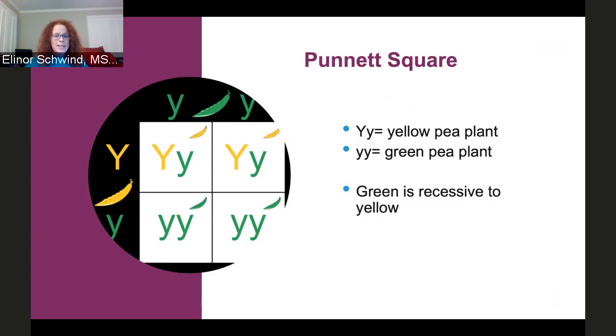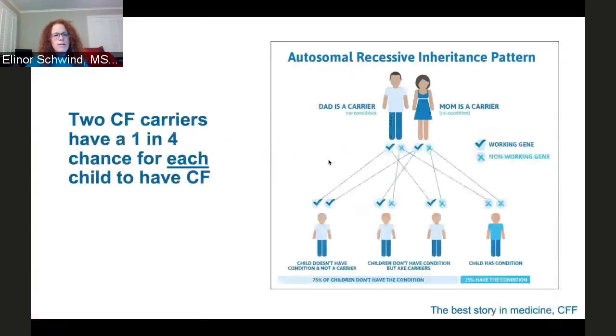And if you learned about recessive inheritance in high school biology, you probably had to draw a diagram called a Punnett square. It looks like this, where big Y and little y is the color of a pea plant, and green is recessive to yellow. But we're really here to talk about people today. So the recessive inheritance pattern looks like the next slide, where mom and dad each have one working copy of the CFTR gene, represented by a check, and one that's been altered by a CF-causing variant, represented by an X.